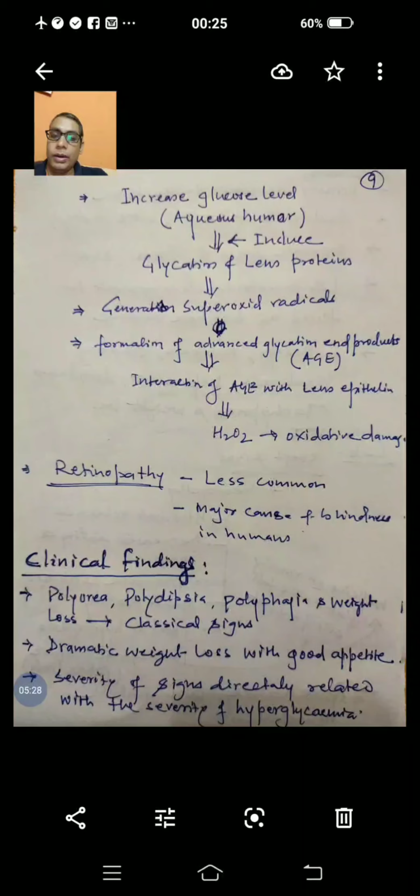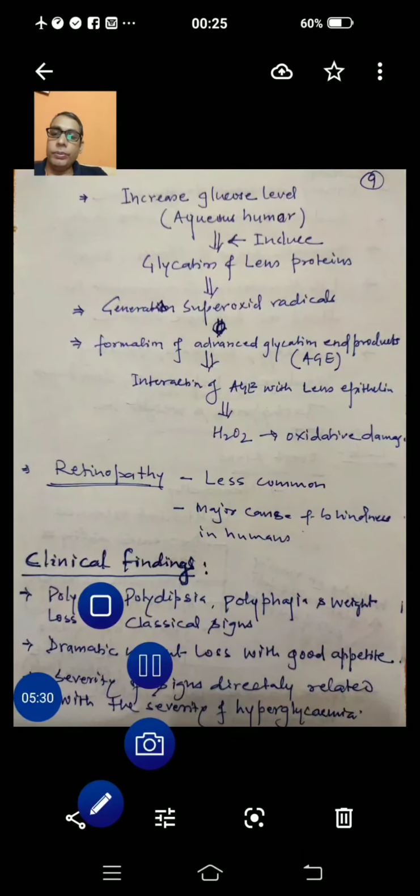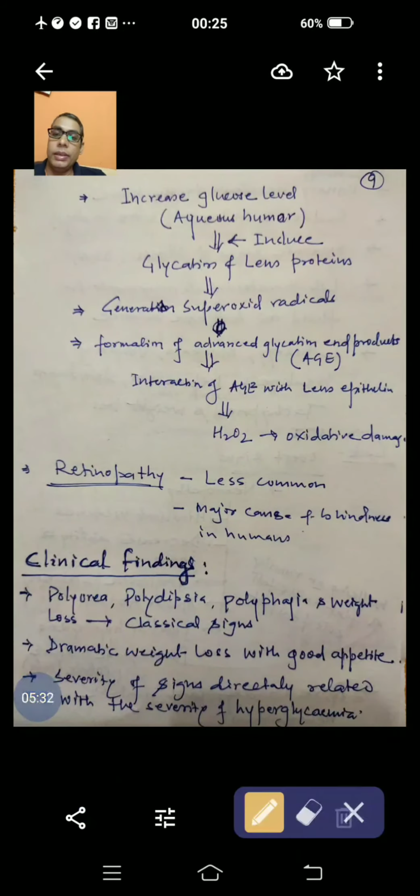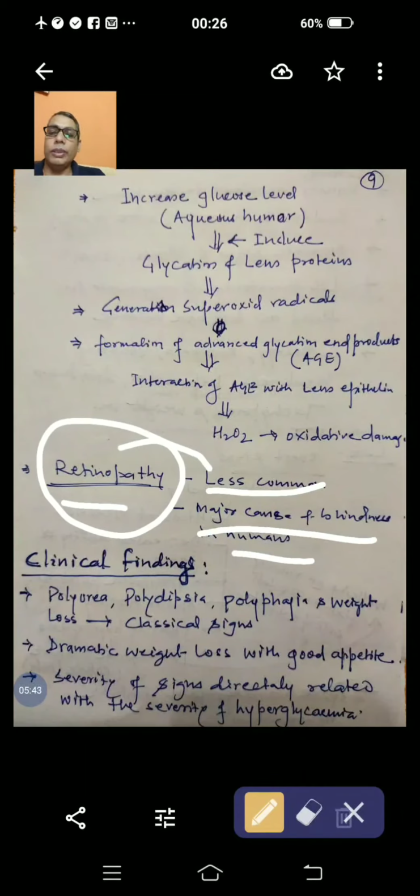Now other forms, that is retinopathy, are less common in dogs and cats. Major cause of blindness in human patients is retinopathy, but in dogs the blindness is associated mainly with the development of cataract.